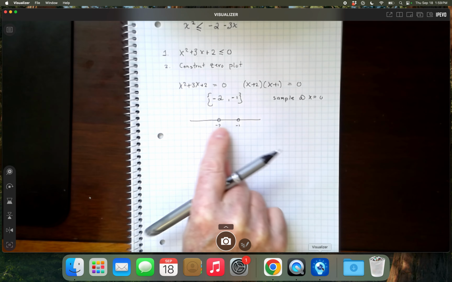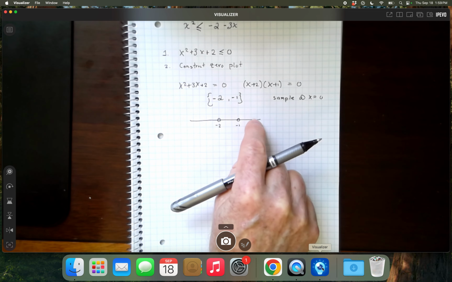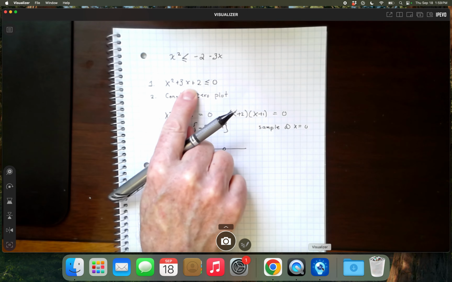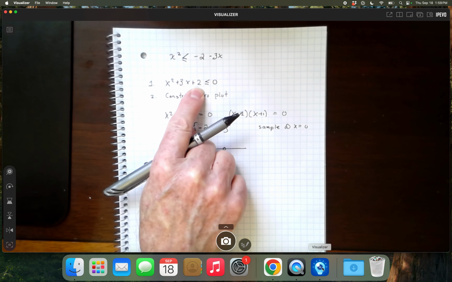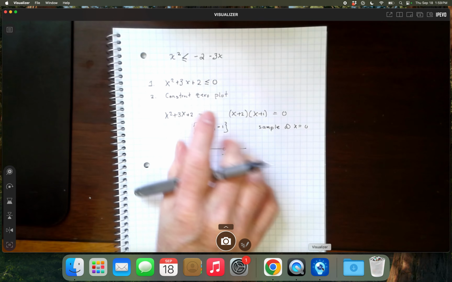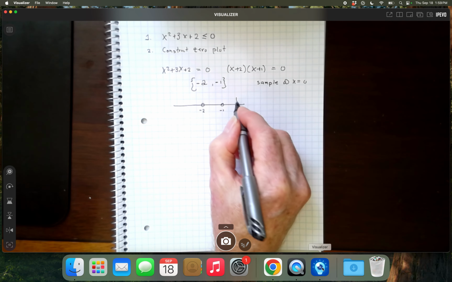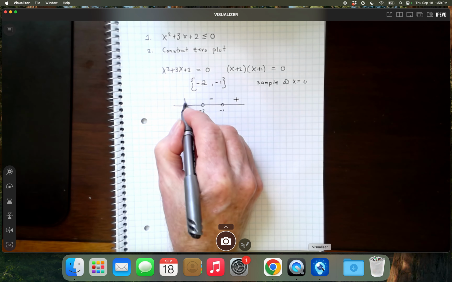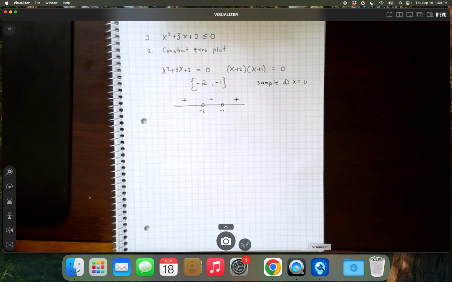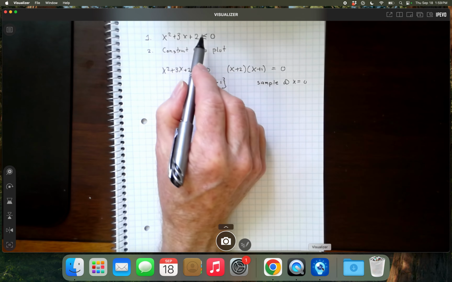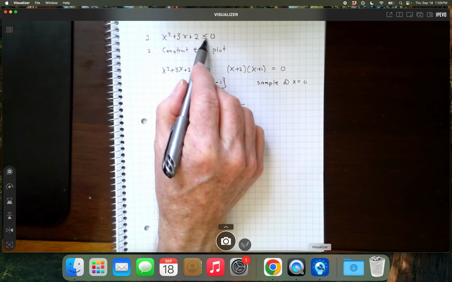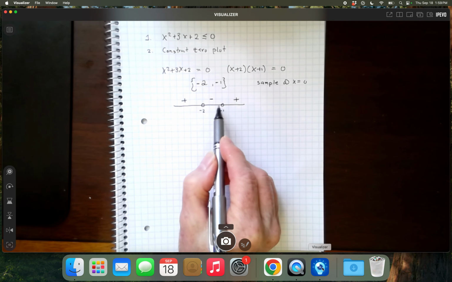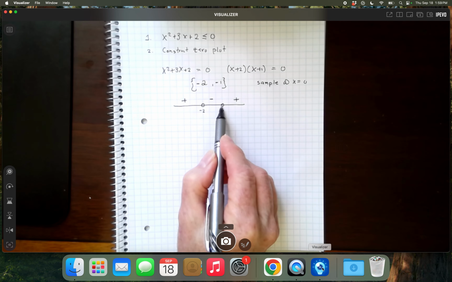There's no use sampling at negative 2 or negative 1. You know the function's 0 there. So you're going to sample it somewhere on one of these partitions. I'm going to sample it at 0. And the function is, it's staring right at us, it's 2. So it is positive here. Negative here. Positive here. But now we're asking when this function is less than or equal to 0. So the answer is going to be from minus 2 to negative 1, but you include those points because it's 0 there. Here's your answer.